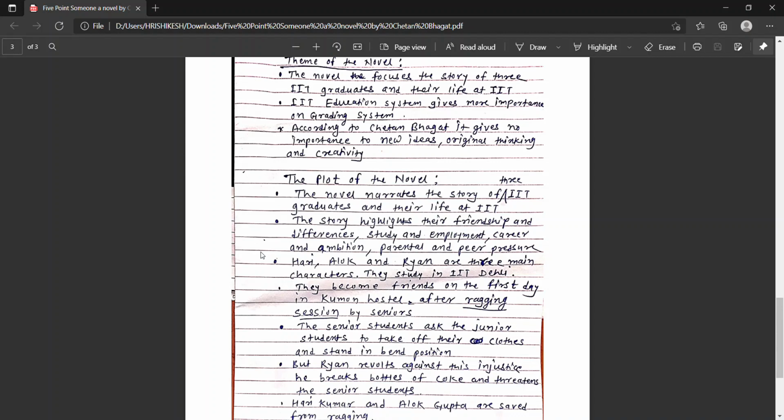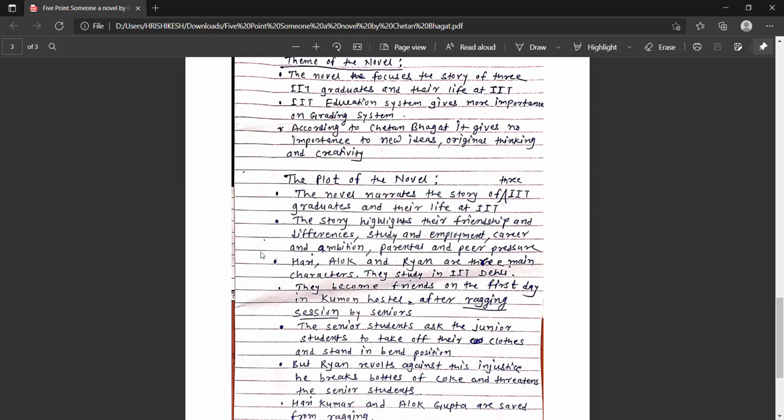When the senior students ask the junior students to take off their clothes and stand in a bent position for minutes together. So this is the particular trick that is used by the seniors. The senior students ask the junior students, including Hari, Alok and Ryan, to take off their clothes and stand in the bent position. So this is very difficult moment. At that time, what happens here? Ryan is full of strength and revolts against injustice. Ryan does not like such a type of injustice and he revolts.